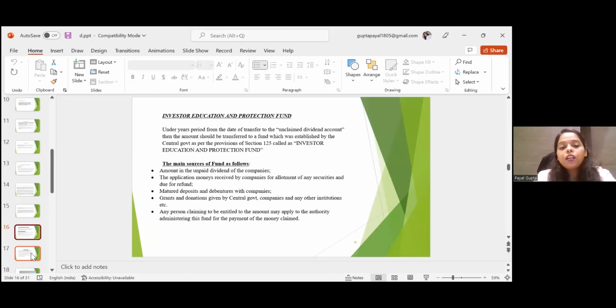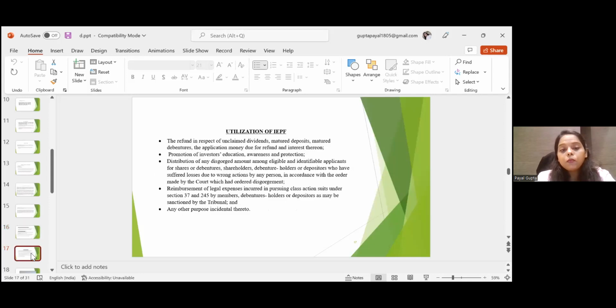The main sources of the fund are as follows: amount in the unpaid dividend account of the company. कि कौन कौन सी अमाउंट है जो IEPF का पार्ट बनेगी, मतलब कि गवर्नमेंट के IEPF में आपको जमा करवाना पड़ेगा अगर फेलर कंटिन्यूस है. That is: amount in the unpaid dividend account of the company, application money received by the company for allotment of any security due for refund, matured deposits with the company, grants and donations given by the central government, company and any other institution, etc. Any person claiming to be entitled to the amount may apply to the authority administering this fund for payment of the money claimed.